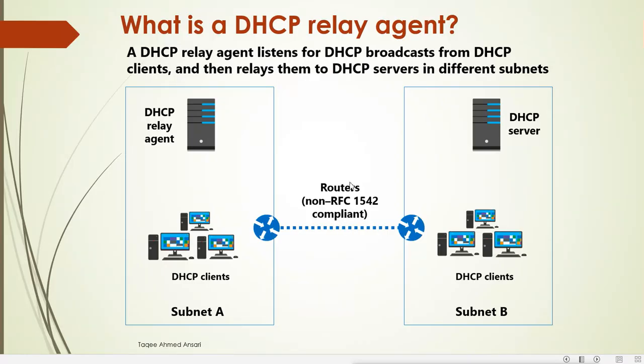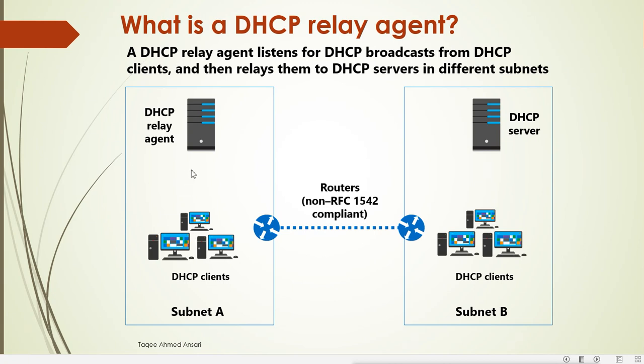Now the next thing is what? The DHCP relay agent. A DHCP relay agent listens for DHCP broadcasts from DHCP clients and then relays them to a DHCP server in a different subnet. Remember, a DHCP client sends the broadcast to get the IP address, and the DHCP server also does the broadcast to give the IP address to the client. The whole communication for giving the IP address is done on the broadcast.